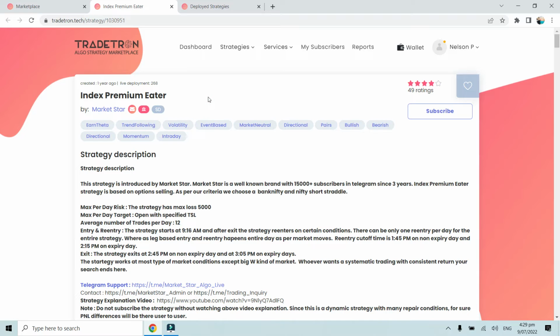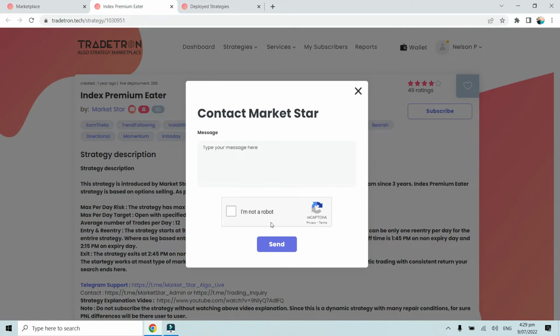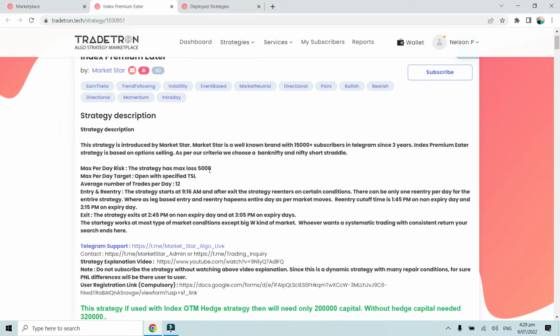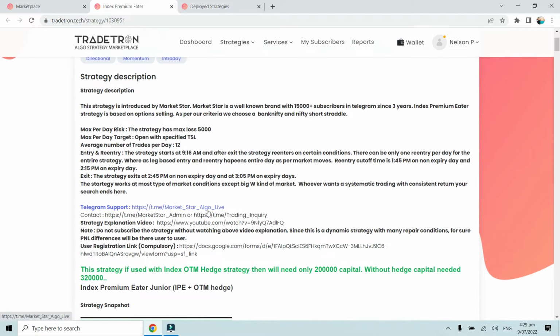Also, if you want to connect with the strategy creator, through Tradetron you have this email option. You can click on this, type your message and send it. The strategy creator will get your message with whatever query you have, and he will be able to respond to you. At the same time, you can read the strategy details, and if you have more questions about what kind of trades this strategy takes, what the parameters are, what the loss is, etc., this is the Telegram support channel and the other contact details that the strategy creator has provided, which you can go through.